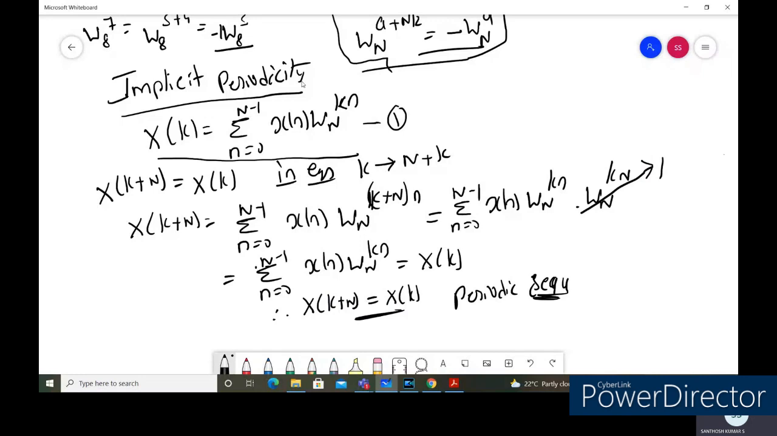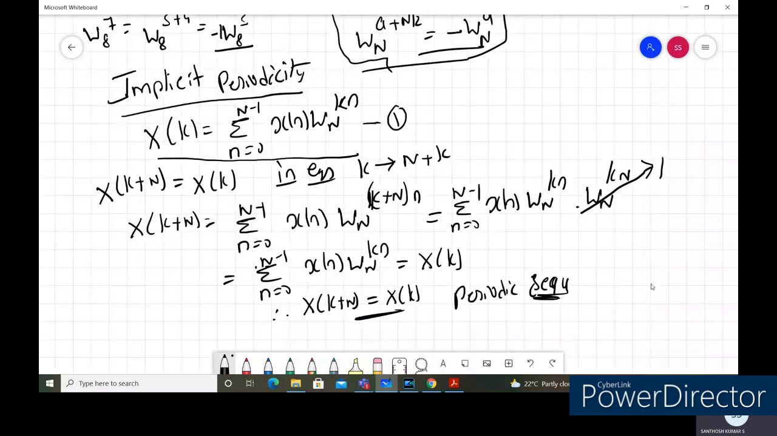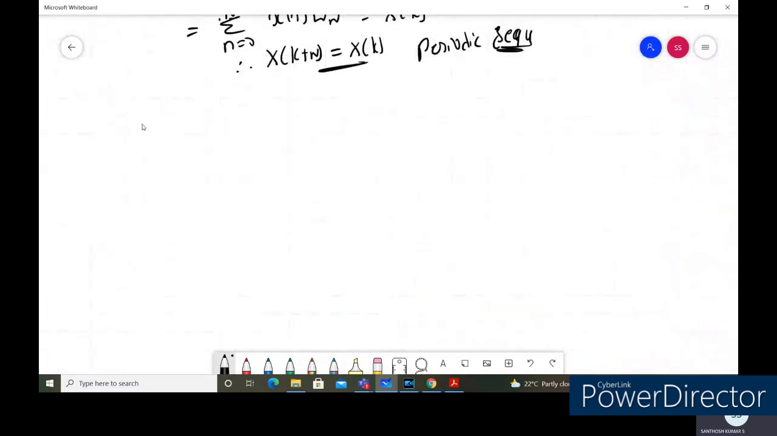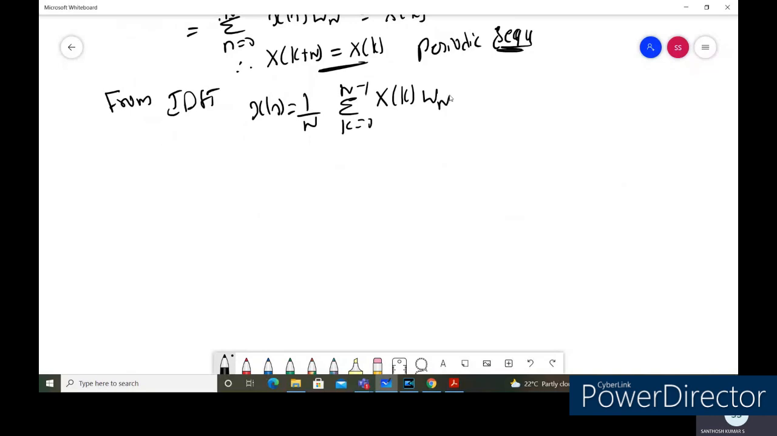Now similarly, let us prove the periodicity of the sequence x of n also. Let us prove that. So we will consider the periodicity of x of n. From the IDFT formula, what we have is x of n equal to 1 by N summation k equal to 0 to N minus 1 X of k into omega N to the power of minus kn. So this is the IDFT formula.